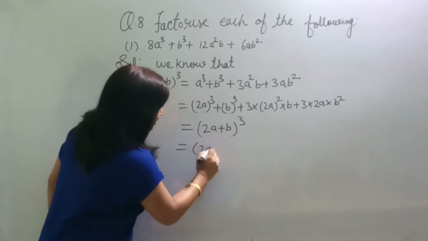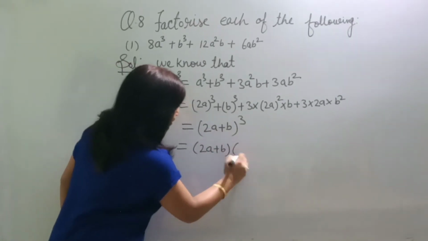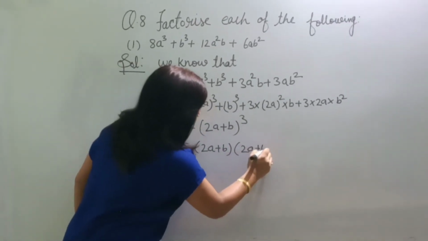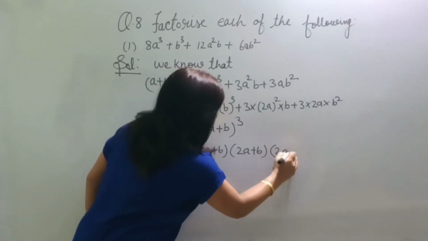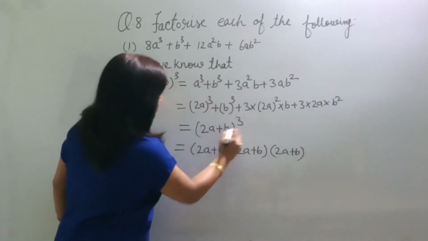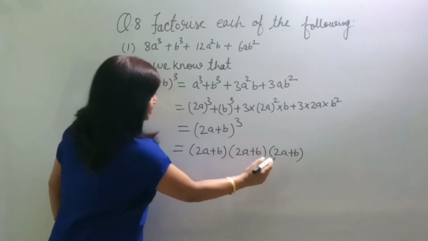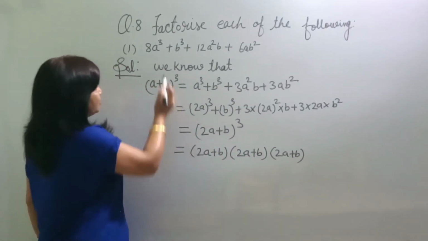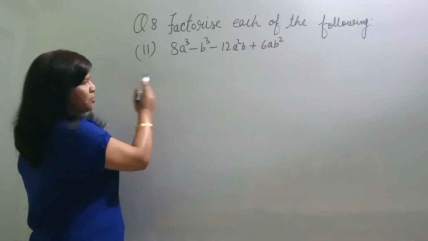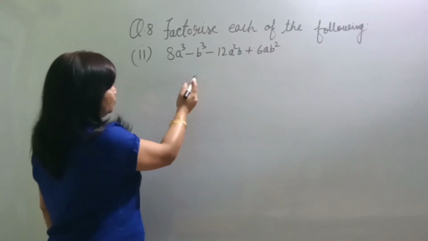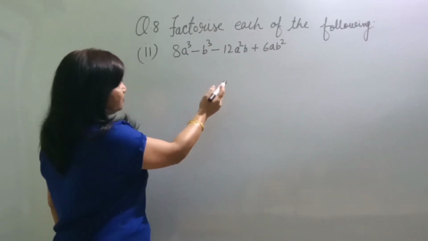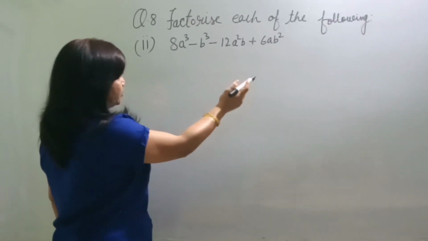So here we can write (2a plus b) into (2a plus b) into (2a plus b), because this is our cube. So here we will write 3 times. So this is the final answer of this expression. Now our second part is 8a cube minus b cube minus 12a square b plus 6ab square.